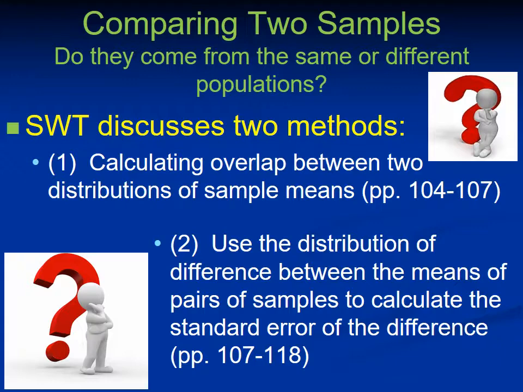The first one is calculating the overlap between two distributions of sample means, and that's the concept talked about on pages 104 to 107. But then he goes on, on pages 107 to 118, to talk about using the distribution of differences between the means of pairs of samples to calculate the standard error of the difference between the two groups.